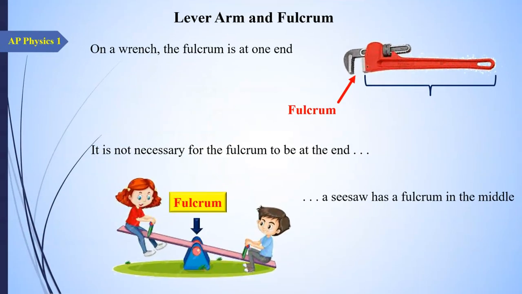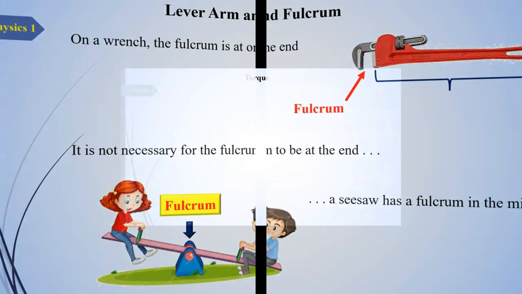So on a wrench, the fulcrum is at one end, and you can see the arrow pointing to the fulcrum. It is not necessary for the fulcrum to be at the end. A seesaw has a fulcrum in the middle, so that's basically where the two children pivot around in their rotational motion.